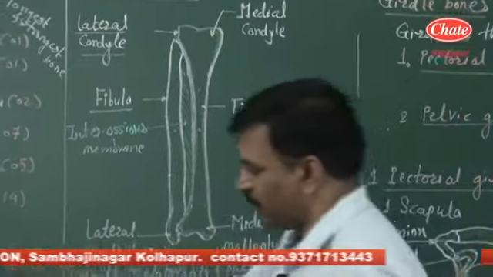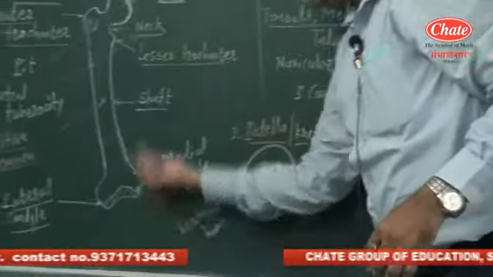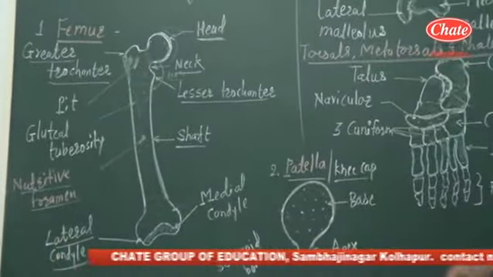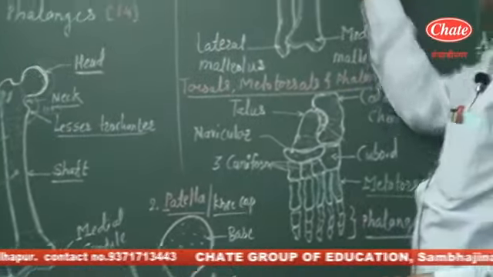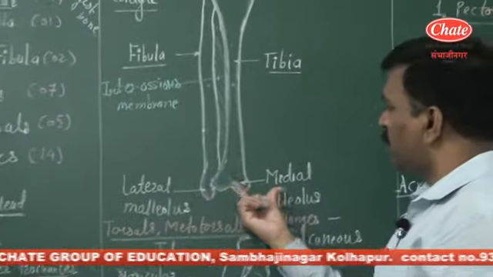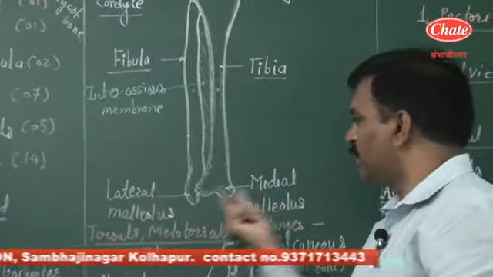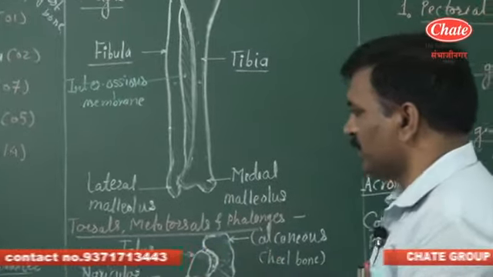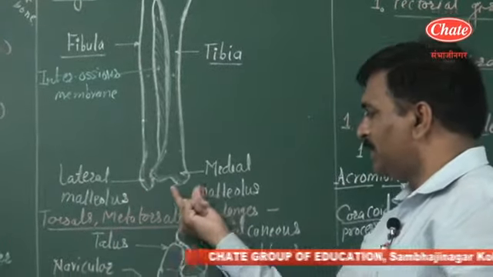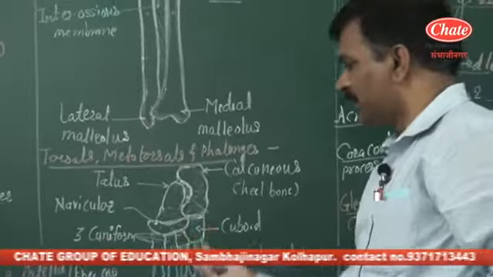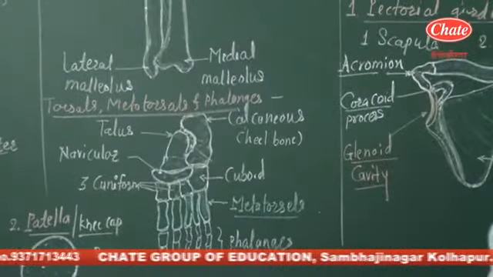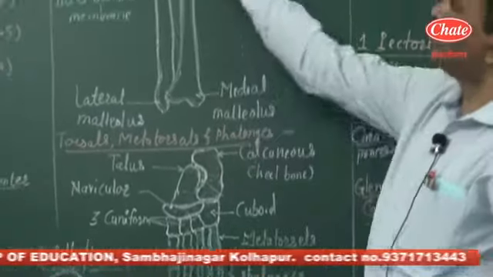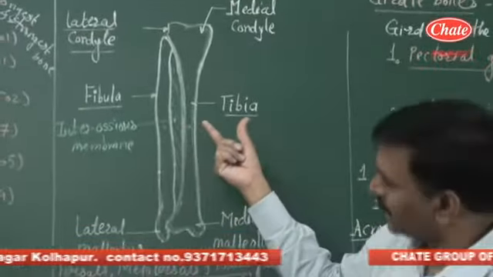These condyles articulate with the lateral and medial condyles of the femur, supported by the patella, and form the hinge joint. Which joint? Hinge joint. On the posterior side we can observe two processes, the lateral malleolus process and the medial malleolus process. These articulate with the tarsal bones and again form a hinge joint. So these are the tibia and fibula, the two bones present in the calf region.